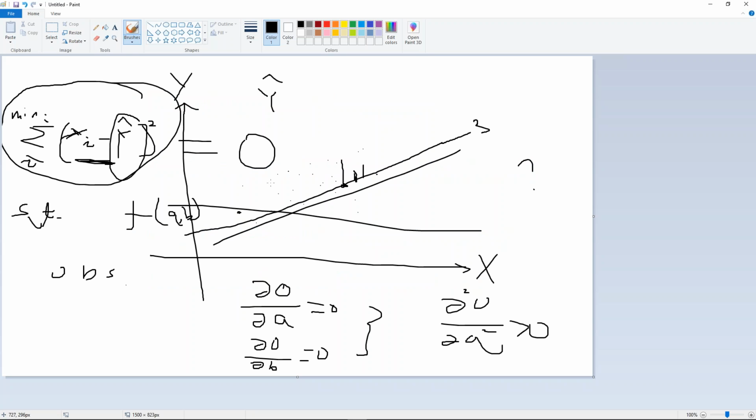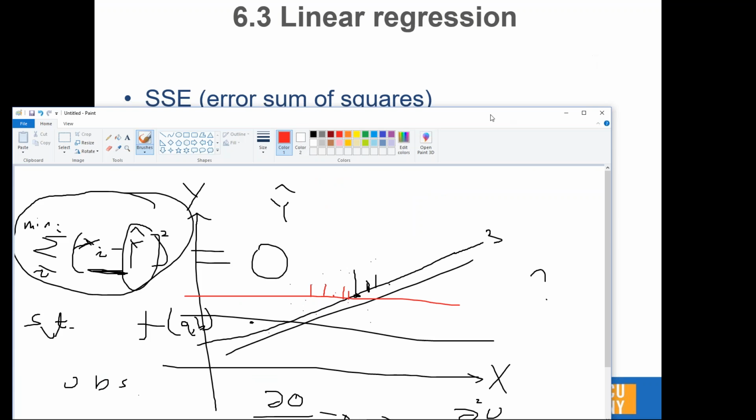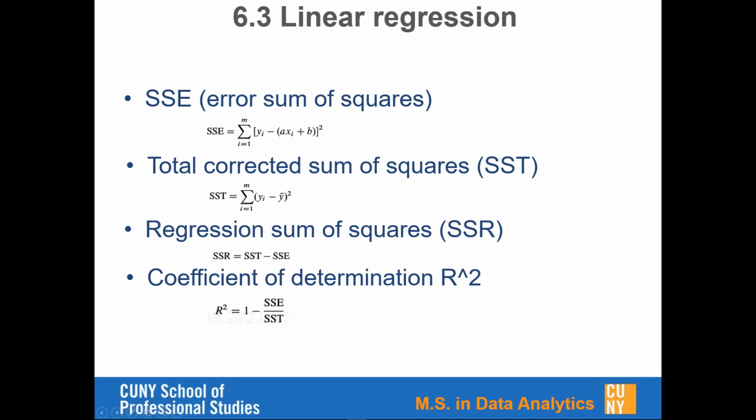And then the discussion of total corrected sum of squares, which is each observation minus the average of all the y's. So in this chart, if all of these are the observations, then you can consider that this would probably be the y bar, the y average of all the observations. And what's the distance between each observation and this y bar? Use that distance and then sum them together. That is the SST. And then what is the regression sum of squares? It is SST minus SSE.